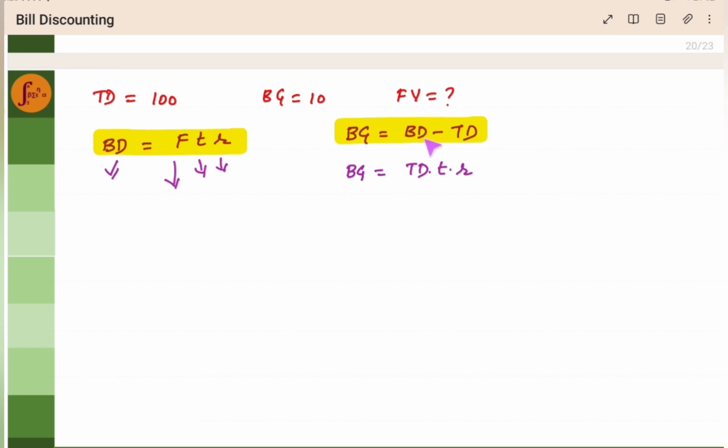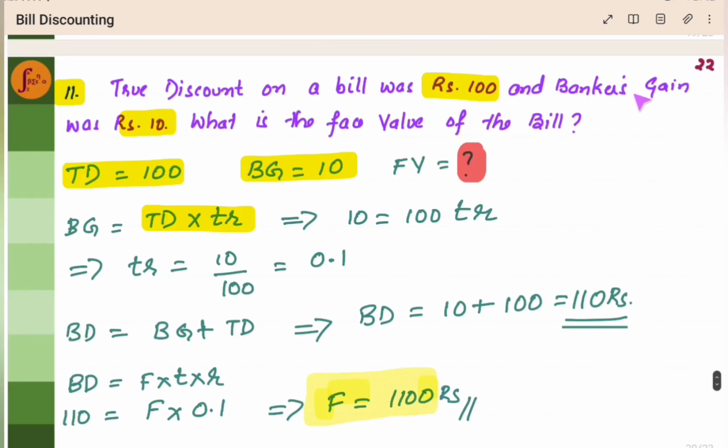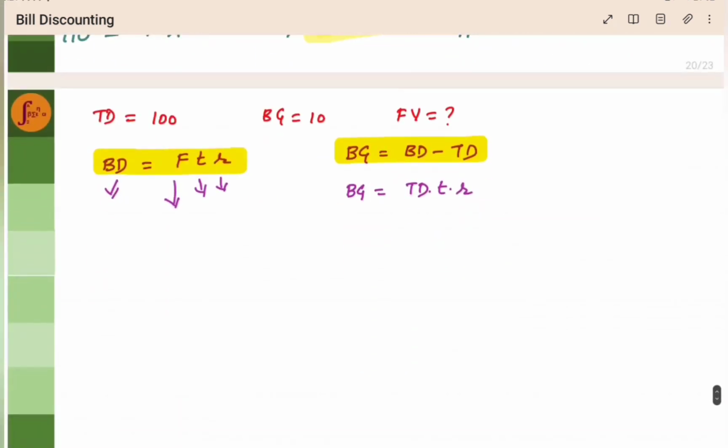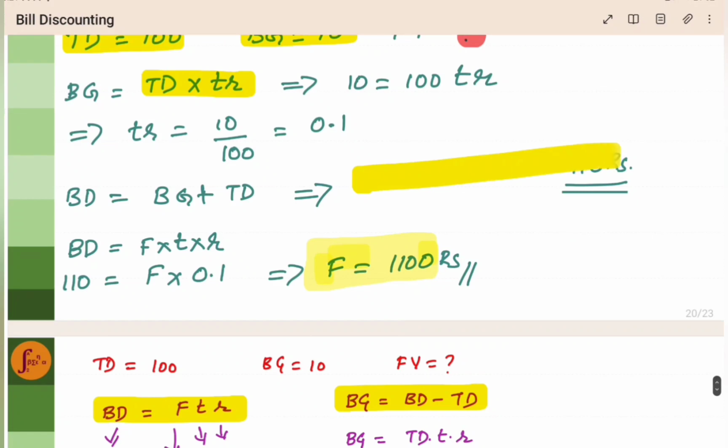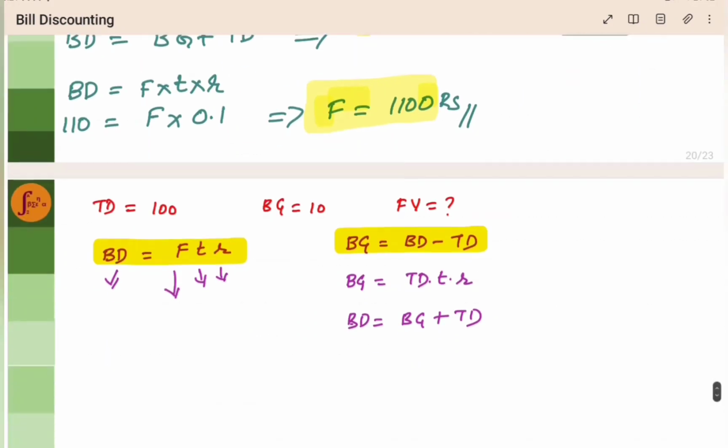What is the formula for banker's gain? Banker's discount minus true discount. Banker's gain is given and true discount is given. We can find banker's discount here. From this formula, we can find banker's discount, right? Banker's discount would be BG plus TD, right? We have both BG and TD, right? So here we'll find banker's discount, which is 110 rupees. Now we'll substitute 110 here.